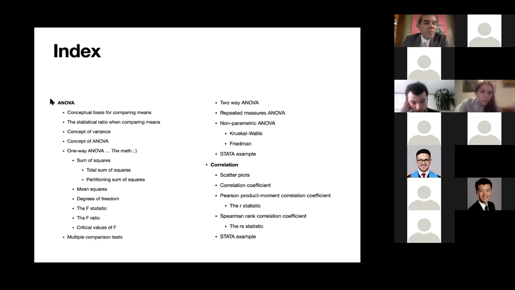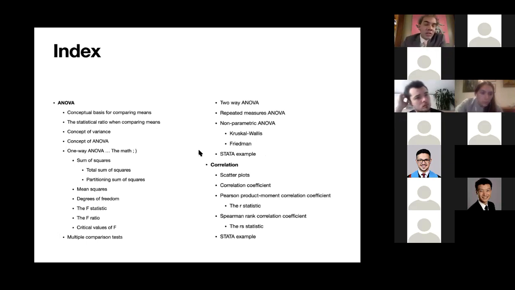With ANOVA, we'll start by seeing the conceptual basis of comparing means. We'll understand a little bit about the statistical ratio when comparing means. The concept of variance is very important. Concept of ANOVA, one-way ANOVA, a little bit of math: sum of squares, mean squares, degrees of freedom, F statistic, F ratio, critical values, then multiple comparison tests, two-way ANOVA, repeated measures ANOVA, non-parametric ANOVA, which is Kruskal Wallis and Friedman, and we also have some STATA examples, which you'll do with me.